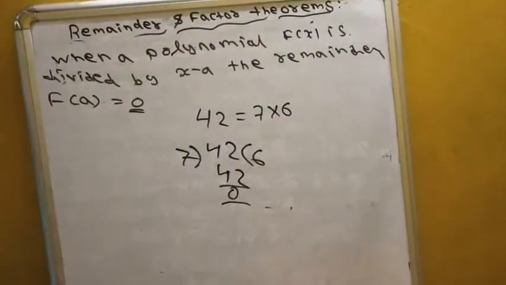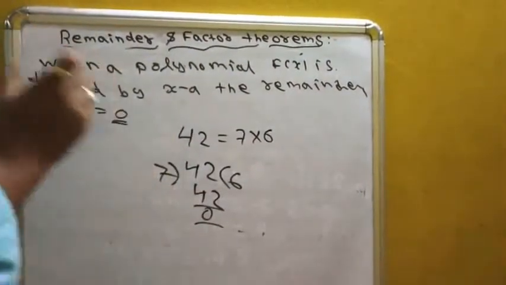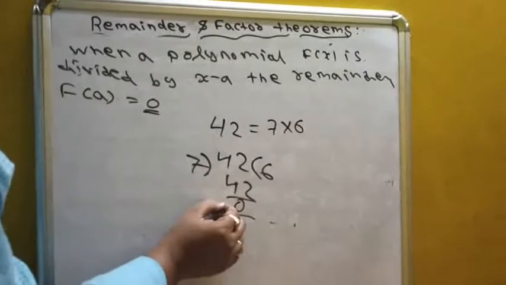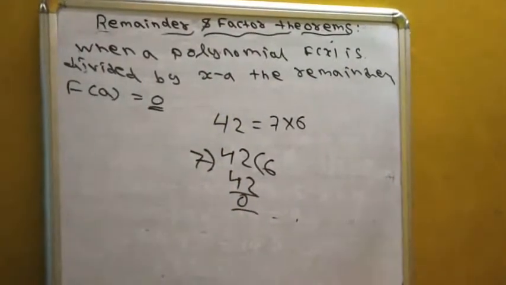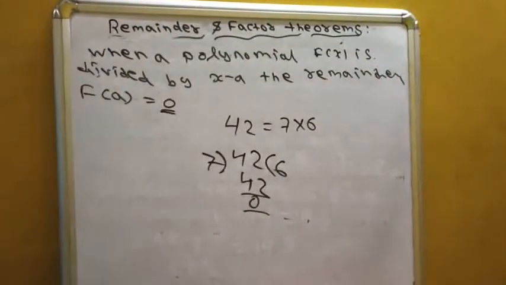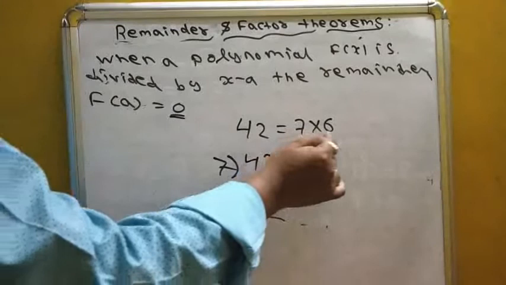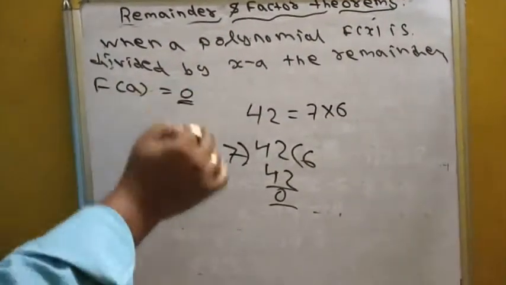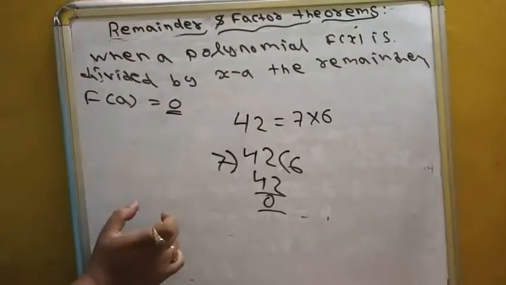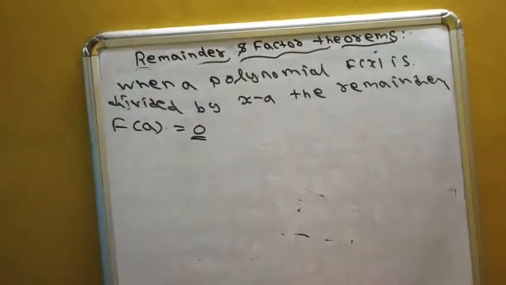So what does it tell? Factor means if you divide that polynomial f of x, then that resultant remainder must be 0. If the remainder is coming 0, you can say that that is the factor of that number. So 42 equals 7 into 6. 7 is the factor, 6 also is the factor. When you divide 42 by 6 or by 7, you get the remainder equal to 0. And remainder is coming 0 means that is what theorem? Factor theorem.